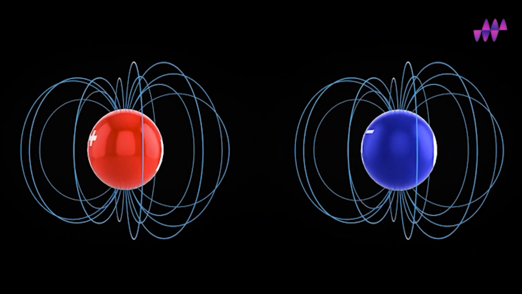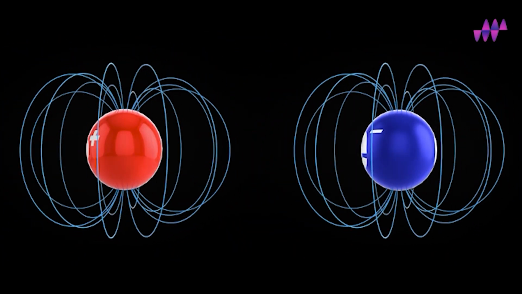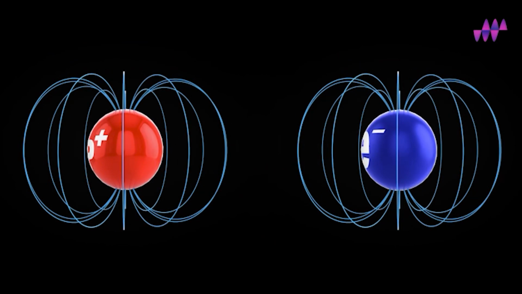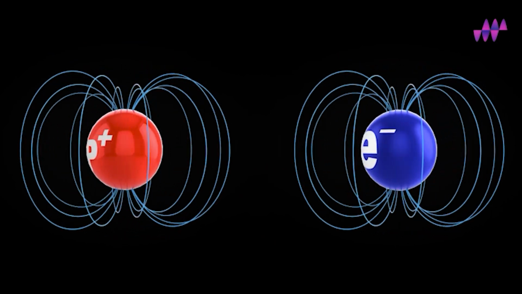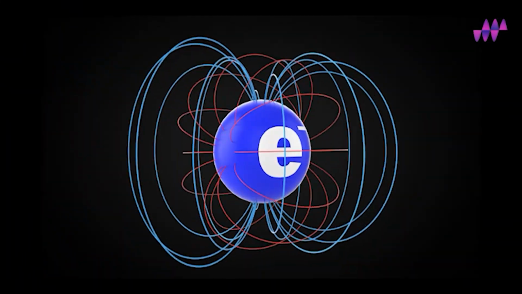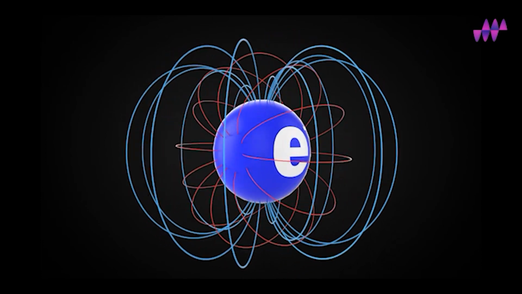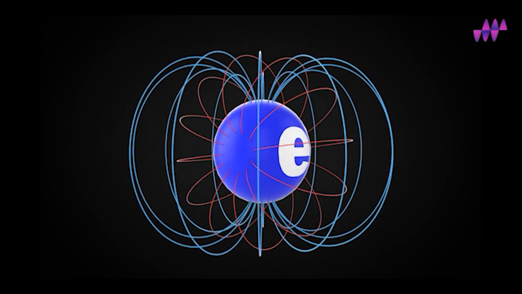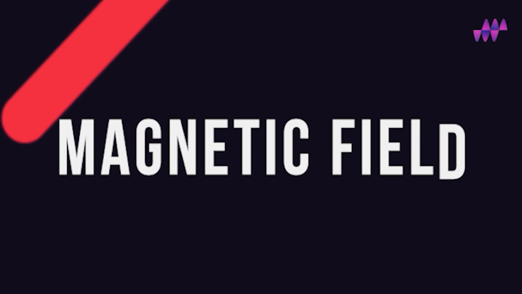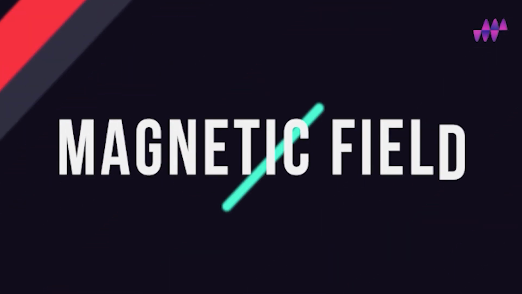As a result, we can conclude that the atom has electric energy stored in its protons and electrons, creating an electric field, as well as magnetic energy stored in its electrons, creating a magnetic field. In the next episode, the concept of magnetic field will be introduced.